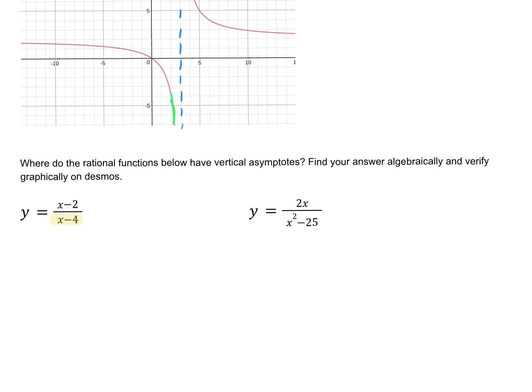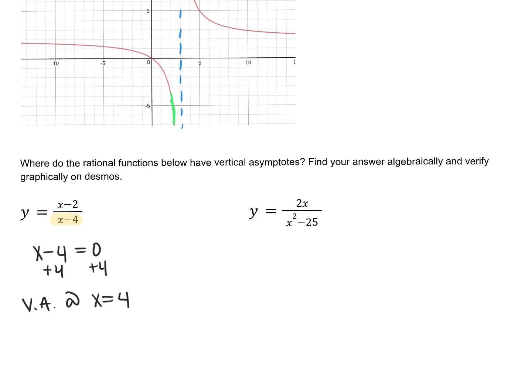So if you think back to section 1, when we were talking about values that are excluded from the domain, we found when the denominator equals 0. It works the same way here. Whenever the denominator equals 0, that's when you're going to have a vertical asymptote. So I find out when x minus 4 equals 0, and I'll add 4. So we'll have a vertical asymptote at x equals 4.